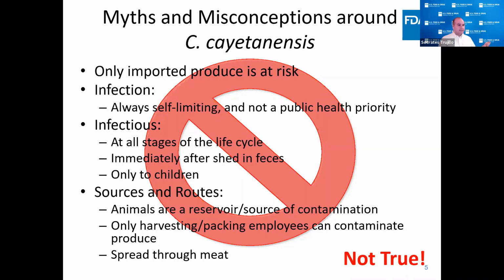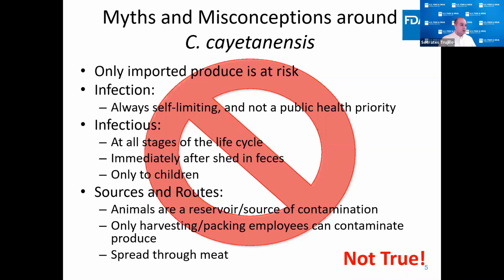Cyclospora cayetanensis is completely different. So it's not always self-limiting. As I indicated before, if you are allergic to sulfa antimicrobials, then you cannot be treated for this specific organism, and it's your body that needs to get rid of it naturally, and it's devastating. Another thing is that it is not a public health priority. It is here in the United States. It's been a reportable disease since the 2000s.